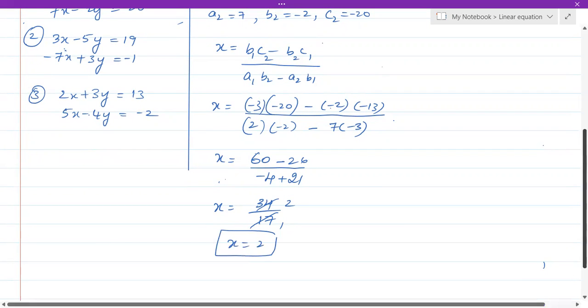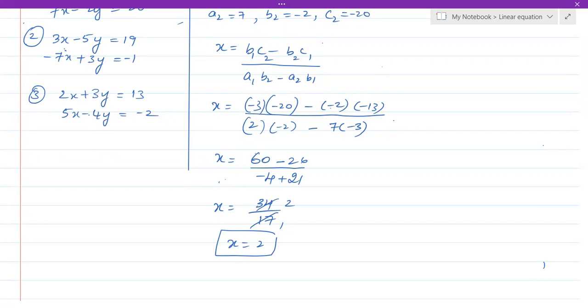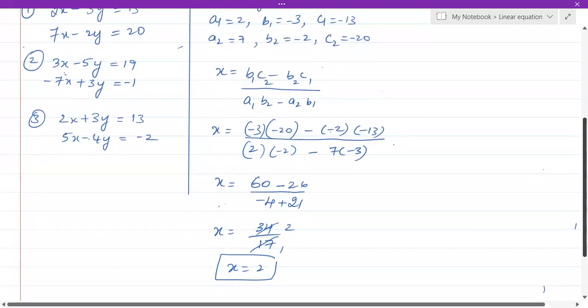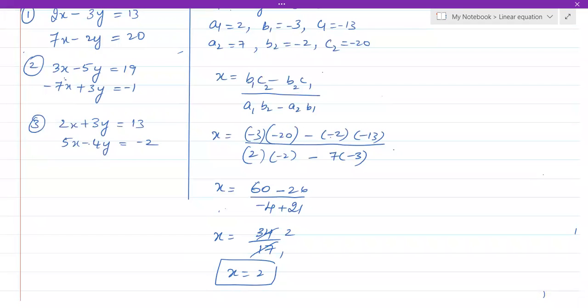Okay. Remember, you do not substitute in any one of the equations and find the value of y. Okay. Do not do like that. In elimination method, we were doing like that. But in substitution and cross multiplication method, we have to use the formula for both. Okay. So the formula for y is C1 A2 minus C2 A1 divided by A1 B2 minus A2 B1.